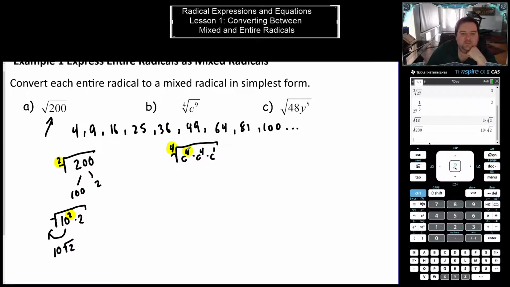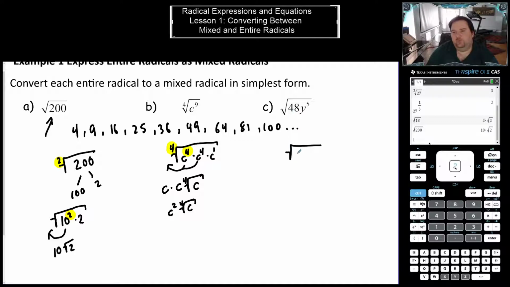Now that I have these things matching, I can remove them. Let's remove them to the outside. So I have c and c, and then I have the fourth root of what's left inside, c. C times c is c squared to the fourth root of c. And we're done.